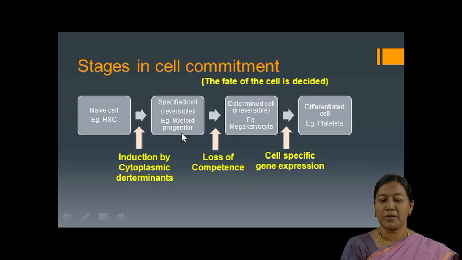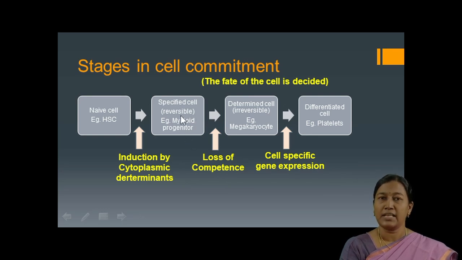Then the next stage of commitment is the specified cell. How does a cell become specified? It is by cytoplasmic determinants. Some cytoplasmic determinants make a naive cell into a specified cell. Again, we need to understand what cytoplasmic determinants are. These are just chemical signals which are present in the cytoplasm of the cell. These chemicals give a signal to the cell to differentiate. So it becomes a specified cell, which means it is in the process of becoming another cell, in the process of forming a tissue.